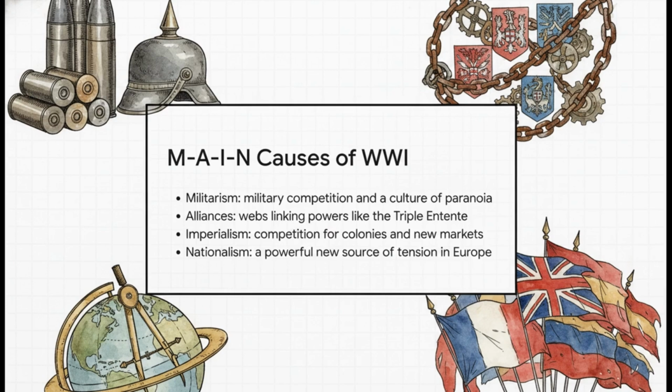That's M for militarism, basically this culture of deep paranoia and intense military competition. A for alliances, which was a massive, tangled web linking powers into opposing camps like the Triple Entente and the Triple Alliance. Then there's I for imperialism, this fierce global competition for colonies. And finally, N for nationalism, which was a wildly powerful new source of tension. Put them all together, and you get a giant powder keg just waiting for a match.